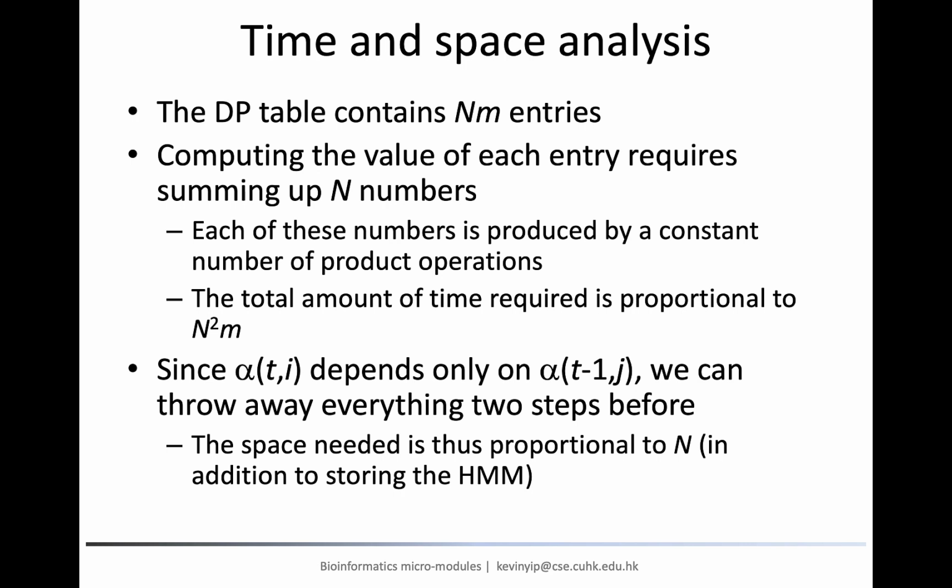As for space complexity, we fill the table row by row, and once a row is filled, all previous rows will not be needed anymore. We only need to keep 2 rows at any time. Therefore, the space complexity of the whole algorithm is order n, which can be considered constant space when the number of possible states is fixed.